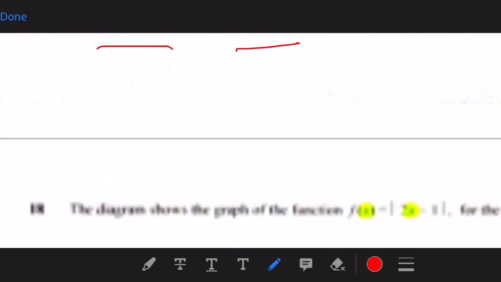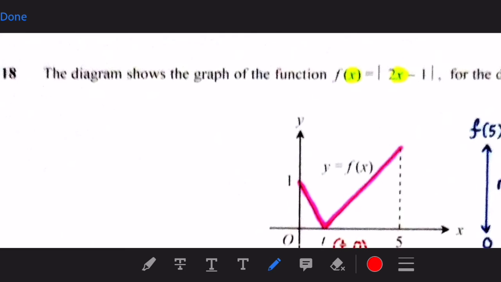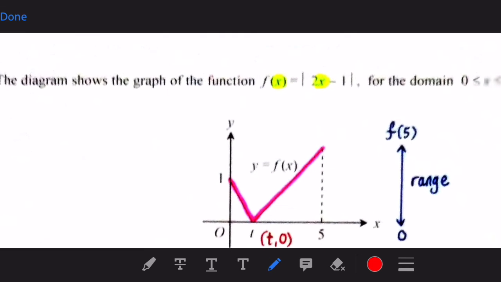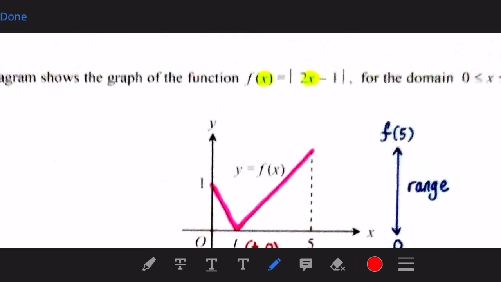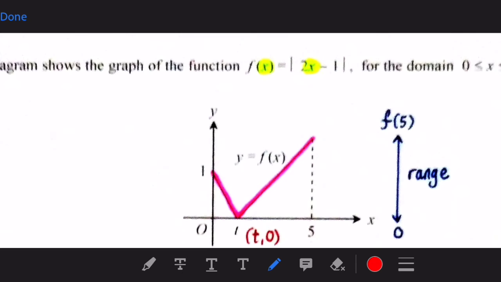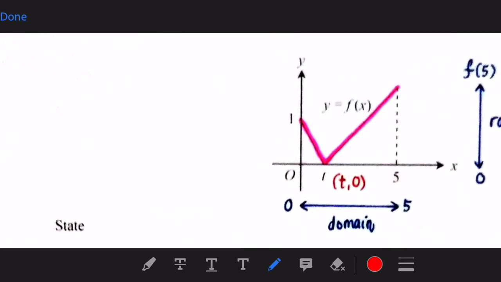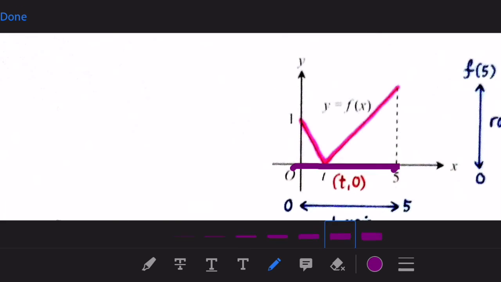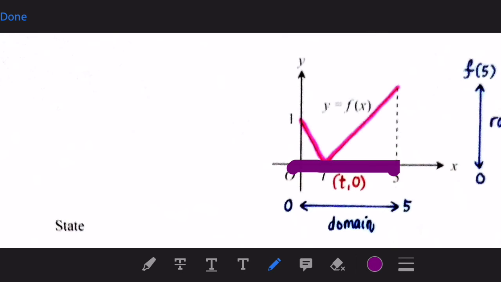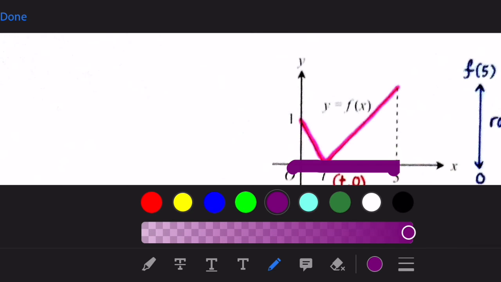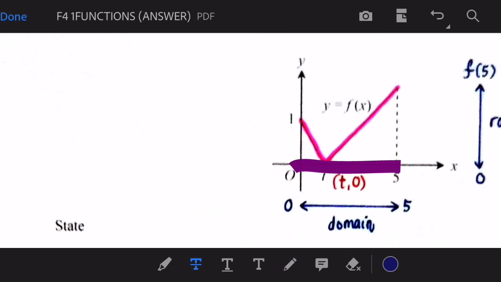Okay, modulus means positive and negative. Now let's see this one. The diagram shows the graph of the modulus function 2x minus 1 for the domain 0 to 5. For 0 to 5, the domain is here. This is the so-called domain. When we say domain, it is always the x values. When we say range, it is always the y values.